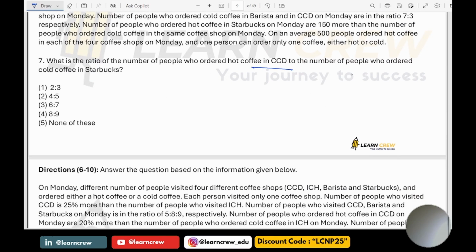Then next, seventh question: what is the ratio of number of people who ordered hot coffee in CCD to number of people who ordered cold coffee in ICH? So it is 480 is to 600, which is 4 is to 5.